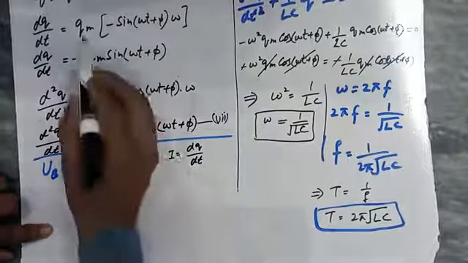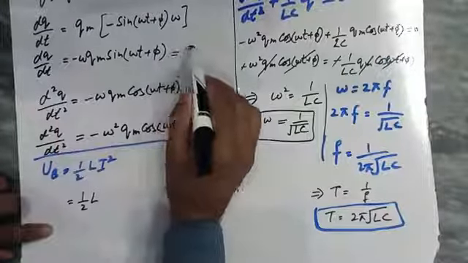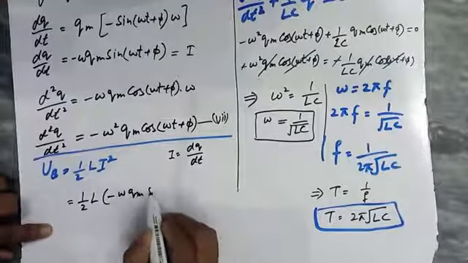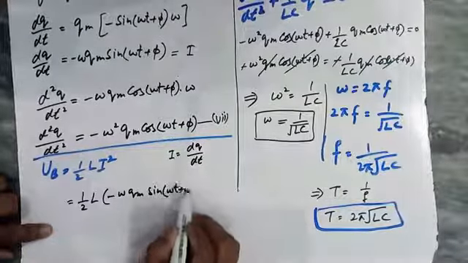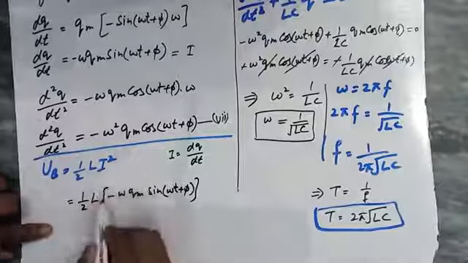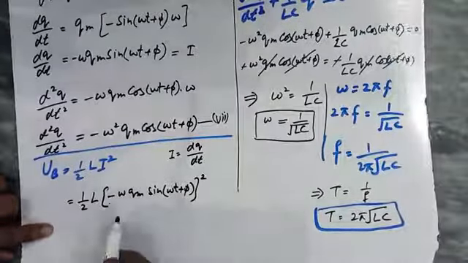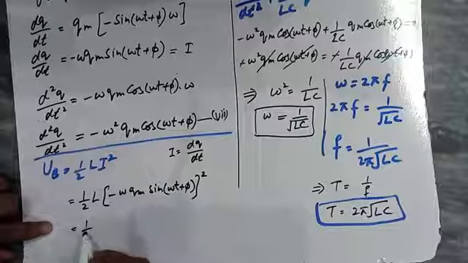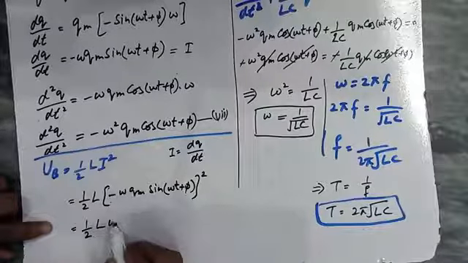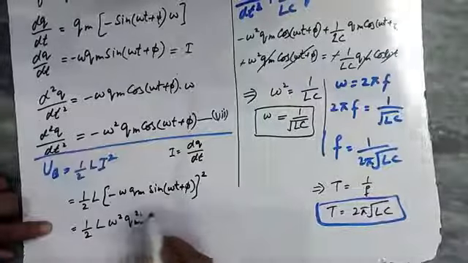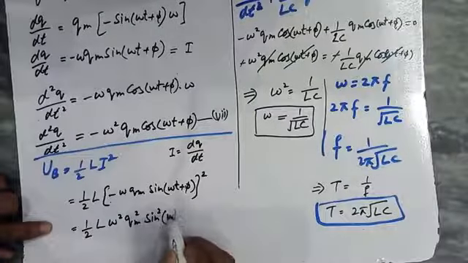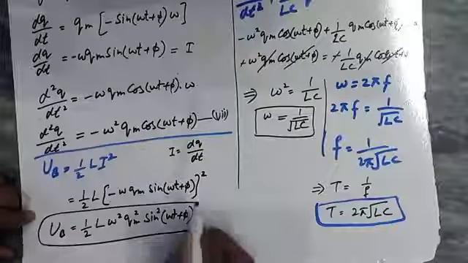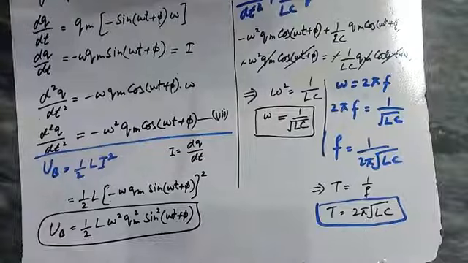Taking the square of current means taking this quantity equal to current. So its square becomes minus omega qm sin(omega t plus phi), the square of this whole quantity. So it becomes 1 over 2L omega square qm square sin square (omega t plus phi). This is magnetic energy at any instant of time.